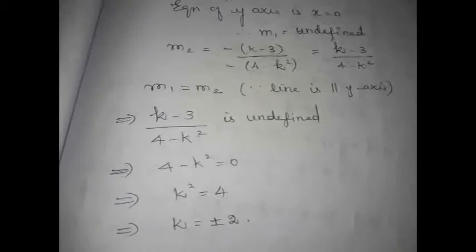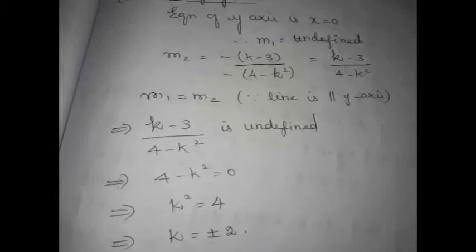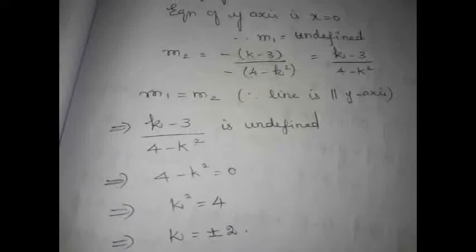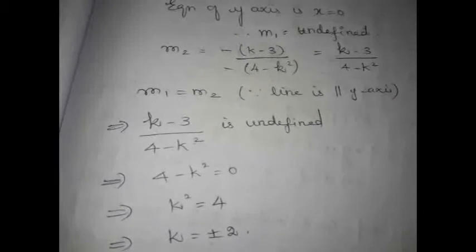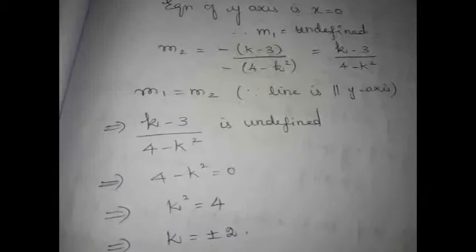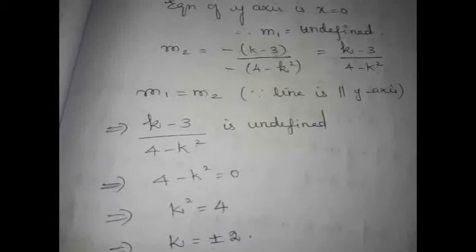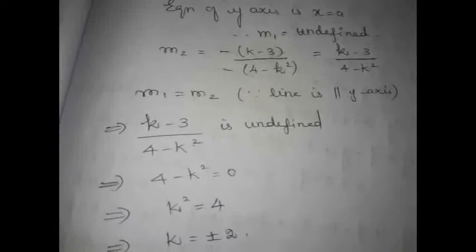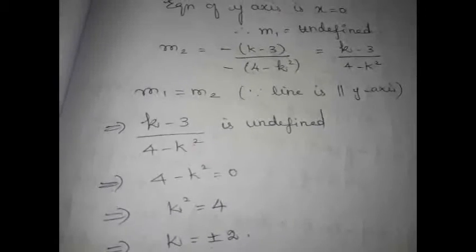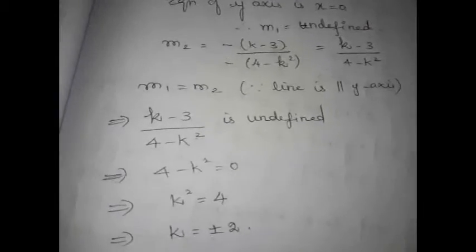And the third subdivision is passing through the origin. Find the value of k for which the line passes through the origin. If it passes through the origin, what do we know? The equation will be satisfied if we substitute the point, right? So we will substitute x and y as 0, 0. We can very well get the value of k, right? So I am leaving that question to you as homework.